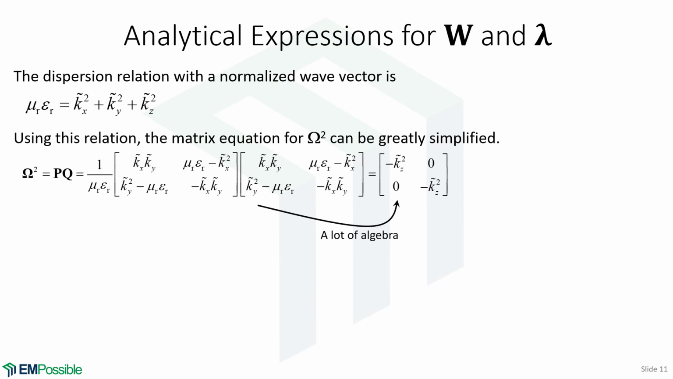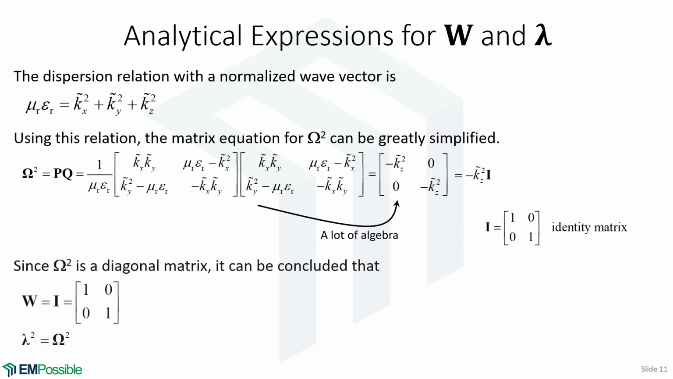This becomes a diagonal matrix with minus kz squared in both the diagonal positions. That means if we wanted omega squared, we could build it just by calculating minus kz squared times an identity matrix. That's pretty neat. Well, it gets even better. It turns out if we calculate the eigenvalues and eigenvectors of a diagonal matrix, the eigenvector matrix is an identity matrix, and the matrix we had to start with is our eigenvalues. So our eigenvalue matrix squared is omega squared.